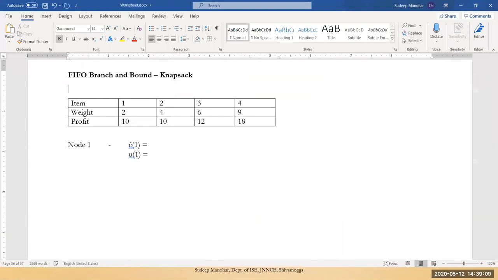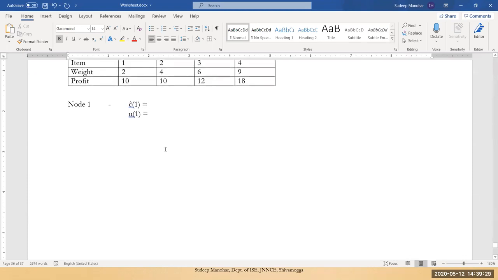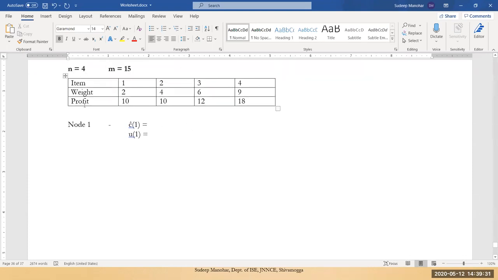The value of n is given. N is 4, and the value of m is also given. M is 15. The table of input values.